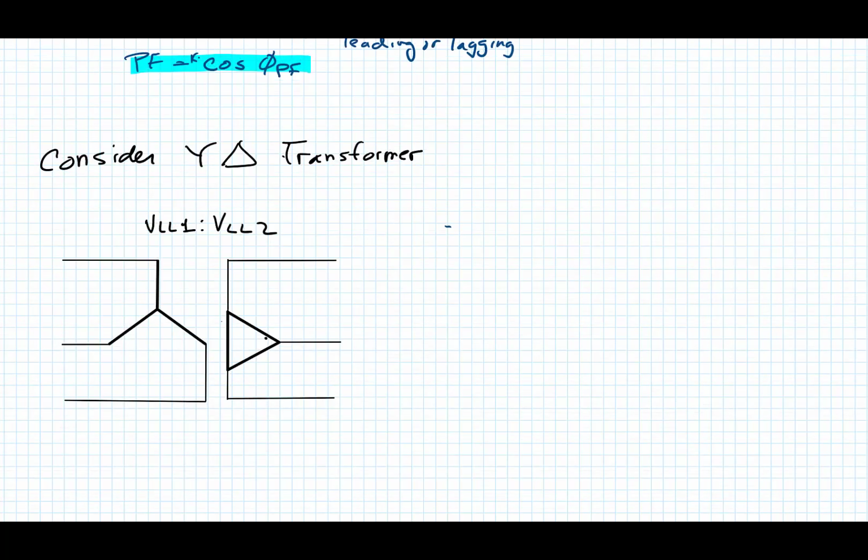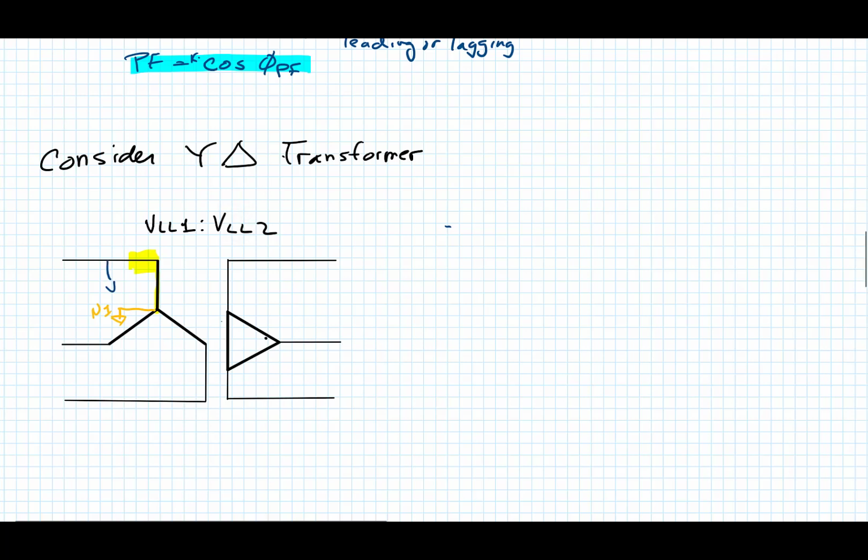So now let's consider this Y to delta transformer. We've got it set up here. The primary side is like it was before. The phase circuit here is also the same as the line to neutral circuit. So we've got an N1 here.